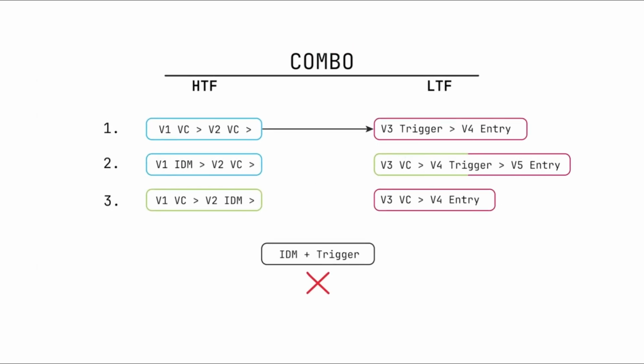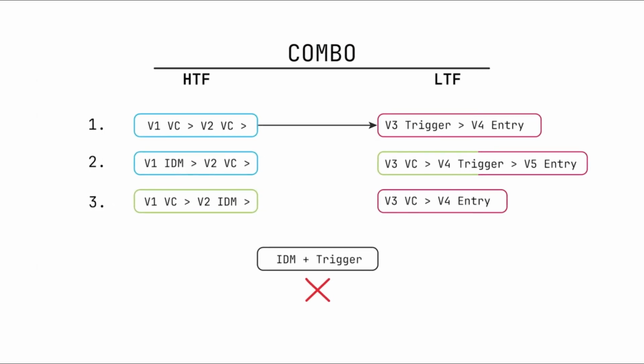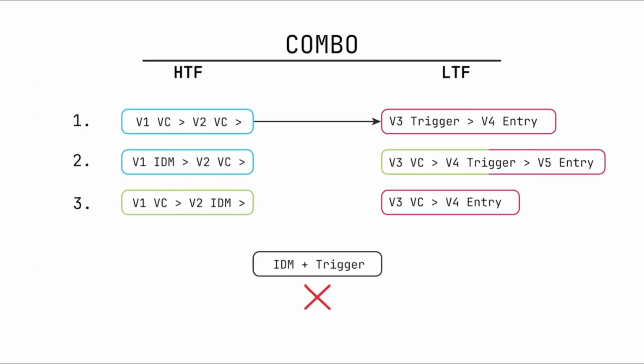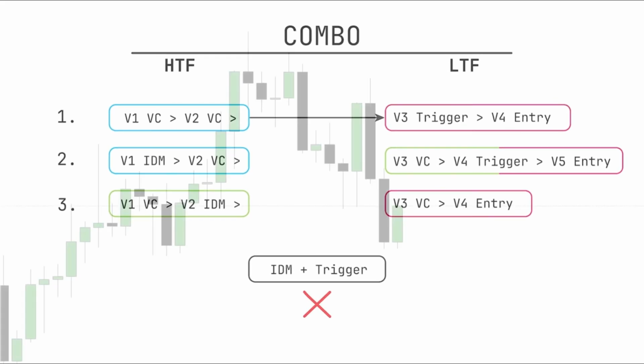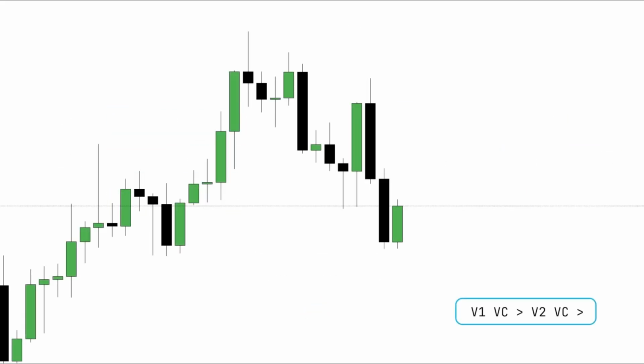In this video, we will analyze a few examples of how to enter positions using the HTF1 LTF1 combination. First example. The first thing we need to receive is the V1 volume confirmation greater than V2 volume confirmation.